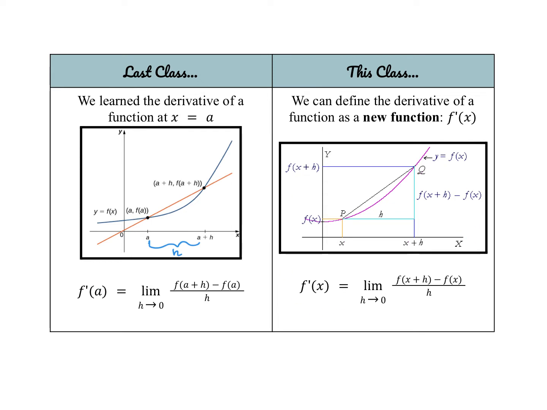So this class, we're going to define the derivative as its own new function, so f prime of x. So essentially all we're doing is replacing the variable a with the variable x now. So it's the same thing. We're still defining two points as x and x plus h. So again, that distance between the two here is h. And essentially we're finding the limit as h approaches 0 of the slope between those 2 points. So again, we're just thinking of the derivative now as its own new function, which we'll call f prime of x.